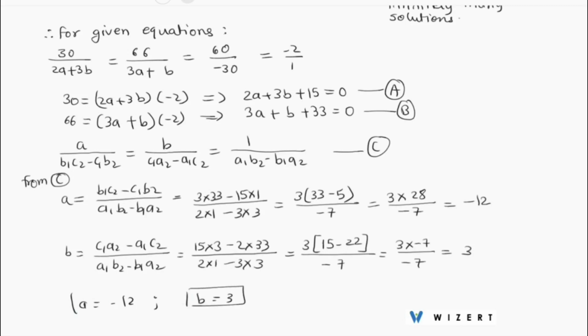So this is the answer. For value of A equal to minus 12 and B equal to 3, given equations have infinite solutions.